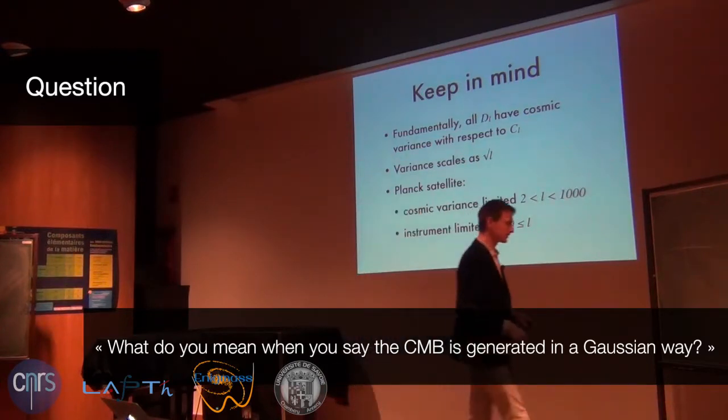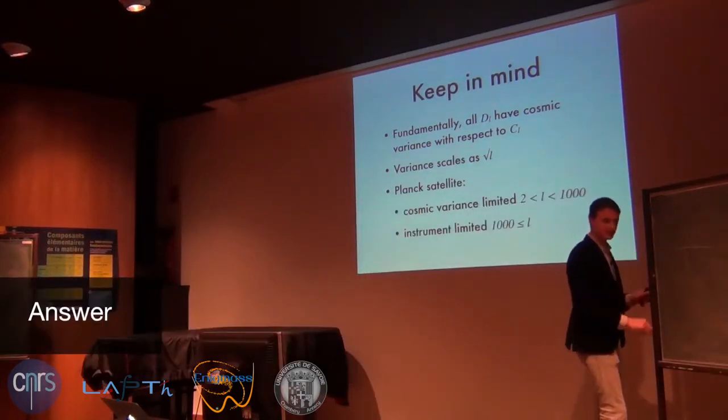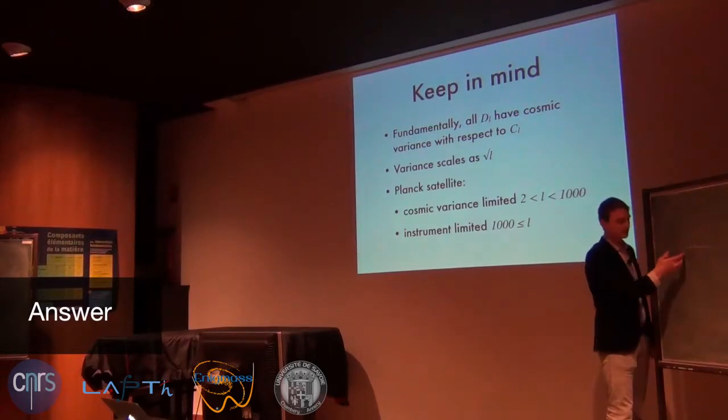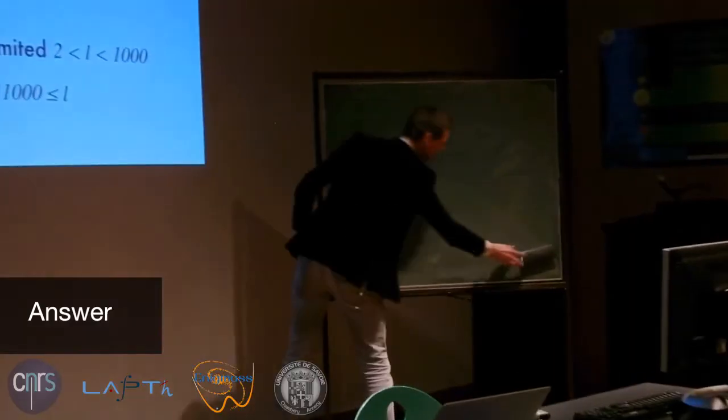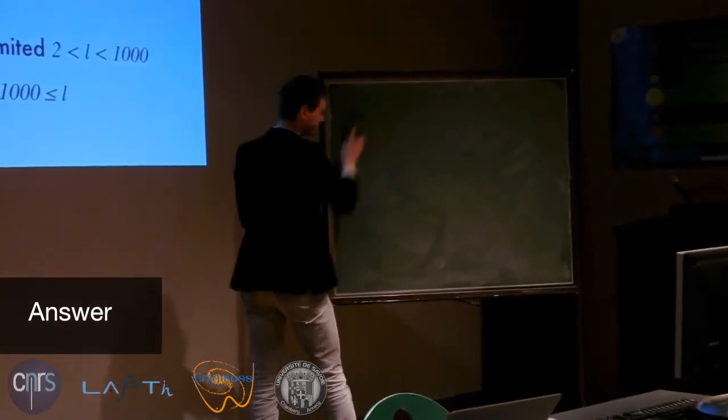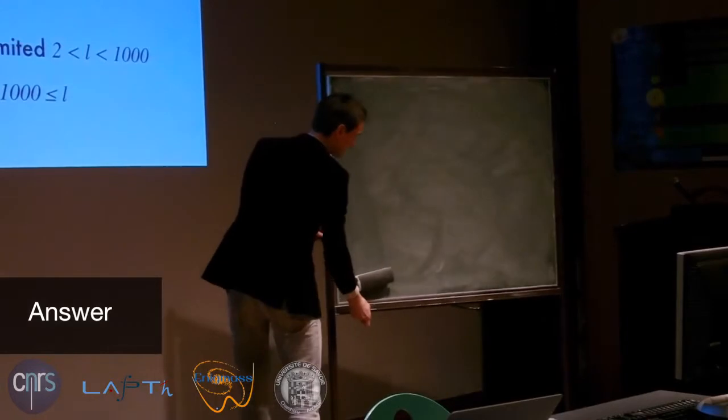No, that is this Gaussian. The points are all centered at 2.7 Kelvin, and they're distributed Gaussianly around it. Now, the Gaussian random field I'm talking about is the density field from which the universe is created.